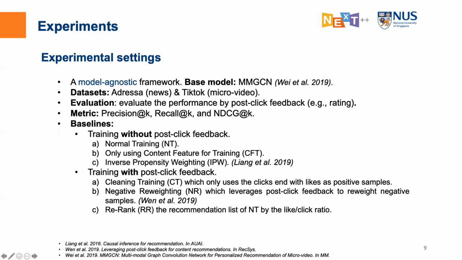Sorry about that. The first one is normal training of the MMJSON. The second one only uses the content features for training, because the exposure features can be attractive, but the content features are more reliable, right? So we can only use the content features for training. And the third one is IPW. Maybe you are familiar with this kind of method.